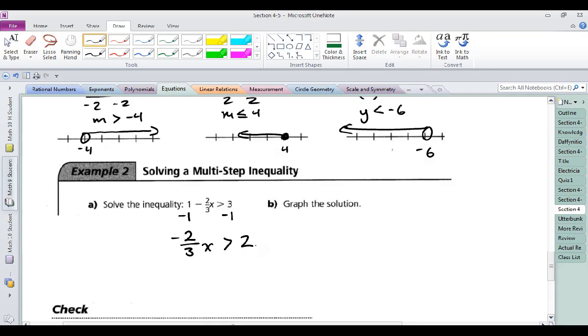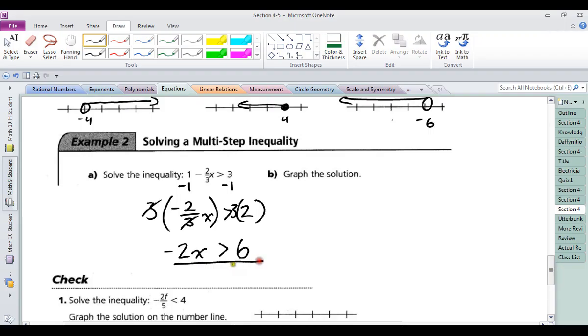Now what's ugly? I got to divide by positive 3, don't I? So how do I get rid of divided by positive 3? I multiply by 3. It's positive. Does the sign change? No. Cancel, cancel. 6. Negative 2x is greater than 6. I forgot to write the 3 there. Are we still okay?